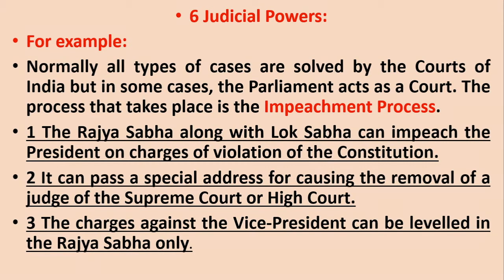The Rajya Sabha, along with the Lok Sabha, can impeach the president on charges of violation of the constitution. Violation of constitution is the example. Otherwise, the constitution says the president is to work on aid and advice of the prime minister and his council of ministers. Suppose president works by his own choice, then it is against the constitution, then he will be impeached. That's why in India we call the president a golden zero, because he is to work on the advice of the prime minister. He is also called the puppet president.